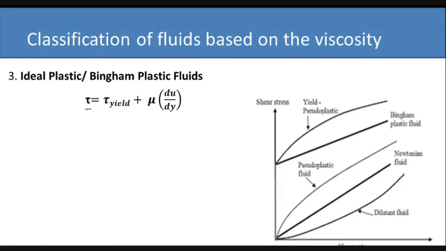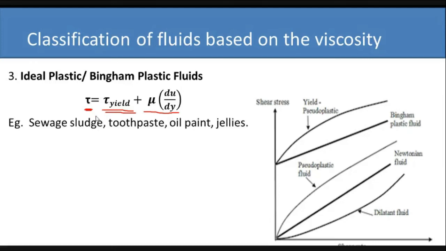So for them the total shear stress tau is nothing but the sum of yield stress tau yield plus mu du by dy. Okay, and examples of this ideal plastic or Bingham plastic fluid are toothpaste, oil paints, jellies, sewage sludge, etc. Okay, all these are examples of ideal plastic or Bingham plastic fluid.